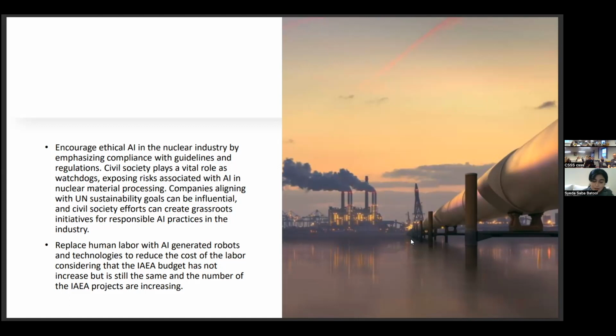So in conclusion, the integration of AI in nuclear energy holds immense potential for enhancing efficiency, safety, and sustainability, while fostering global collaboration and adherence to ethical standards, thus paving the way for a brighter future in peaceful nuclear applications.